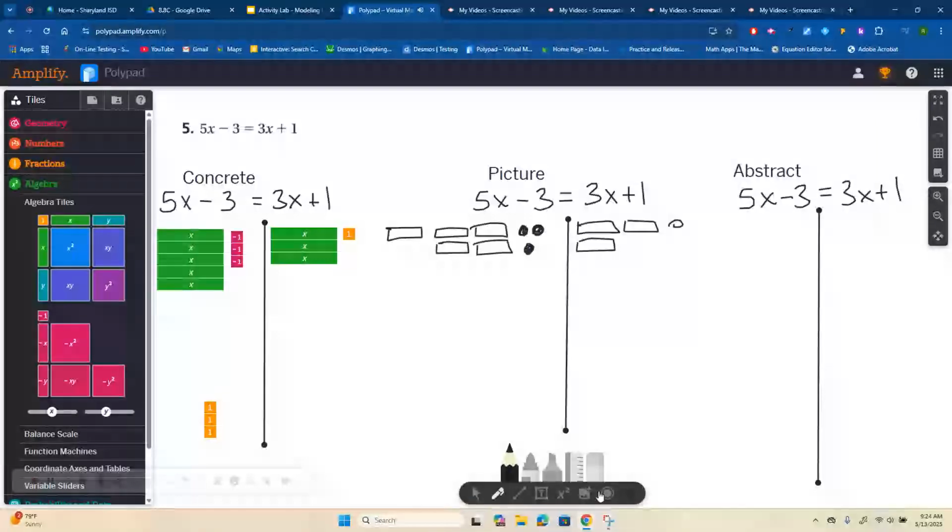Number 5. 5x minus 3 equals 3x plus 1. I'm going to go backwards, right to left. Let's go abstract. At some point, I told my students, try it without all this stuff here. So hopefully they know that it's plus 3 on both sides.